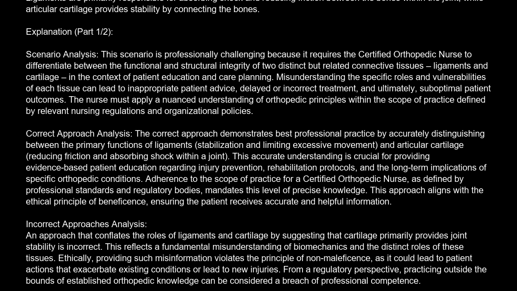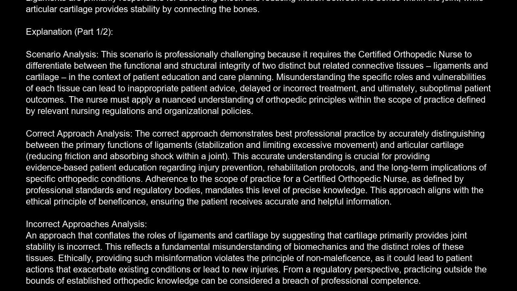care planning. Misunderstanding the specific roles and vulnerabilities of each tissue can lead to inappropriate patient advice, delayed or incorrect treatment, and ultimately, suboptimal patient outcomes. The nurse must apply a nuanced understanding of orthopedic principles within the scope of practice defined by relevant nursing regulations and organizational policies. Correct approach analysis. The correct approach demonstrates best professional practice by accurately distinguishing between the primary functions of ligaments, stabilization, and limiting excessive movement, and articular cartilage, reducing friction and absorbing shock within a joint.